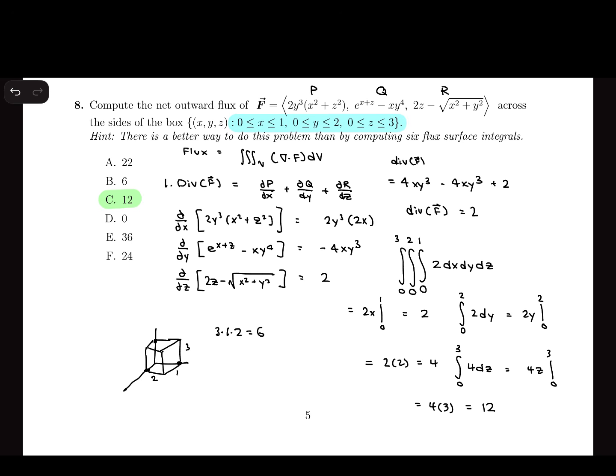And if you really knew how to do it in the moment, another way to do this is to just take the divergence times the volume, which in this case is just 2 times 6, which gets you 12. But only really do this with these simple shapes. If you get something complicated, I can't even name anything because I was bad at geometry, but with these simple boxes and circles, go for it. But that was question number 8.